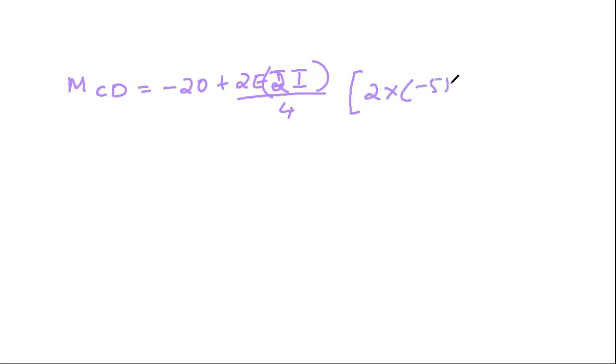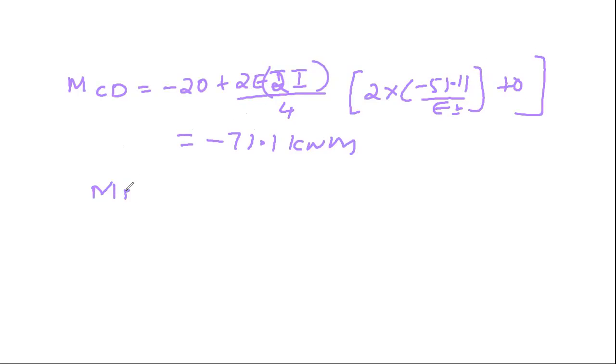MCD. So MCD equal to MFCD. MFCD is minus 20 plus 2EI by L. In the CD span, here I is 2I. So 2 times 2I by length, which is 4 meters, 2 theta C, 2 times minus 51.111 by EI, and theta D is plus 0, right? Because D is this. If you substitute and solve this, you will be getting minus 71.1 kilonewton meter.